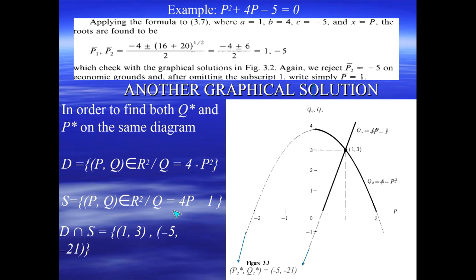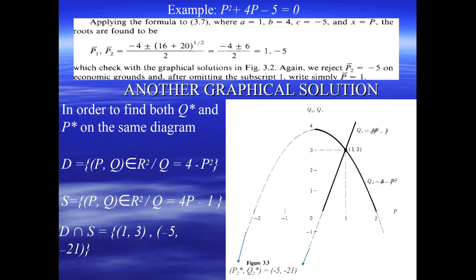And for the supply, we obtain 4p minus 1. It starts at minus 1, and then it goes up with a slope of 4. This is 4p minus 1, a line. And they cut each other at 2 points. One is (1, 3), where the price is 1 and the quantity is 3. The other one is (minus 5, minus 21). When you put these prices in the quantity demanded and quantity supplied, you can also find the equilibrium quantities, which is 3 for the price 1 and minus 21 for the price minus 5.